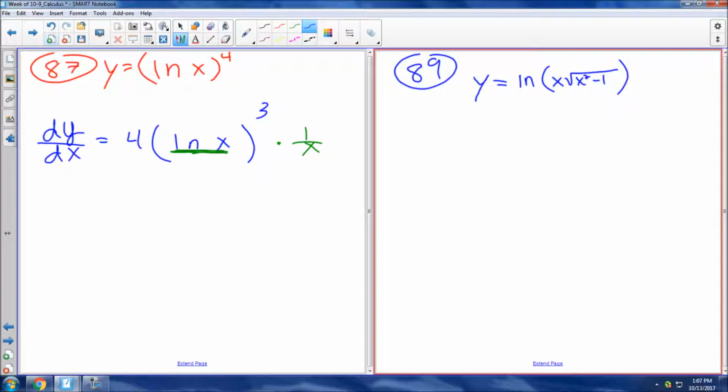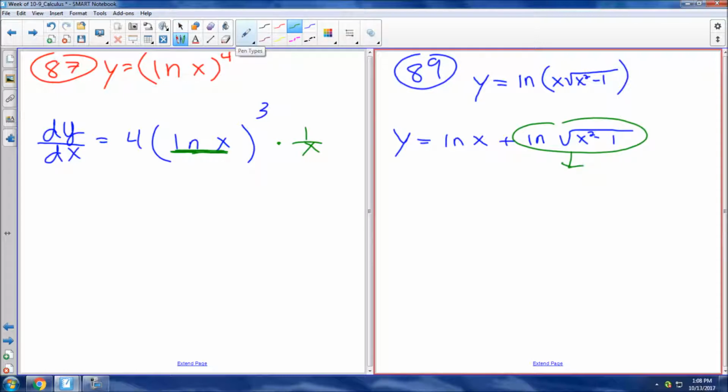So ln of x, I'm not doing any calculus, by the way, ln of x plus ln of the square root of x squared minus 1. So you see what I did? I made it into two easier problems. Now I can make this a little easier, because isn't that also ln of x squared minus 1 to the 1/2? So what does the property of logs say for that?